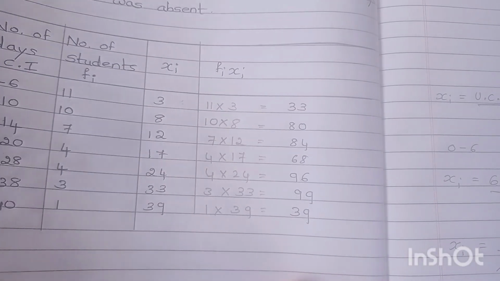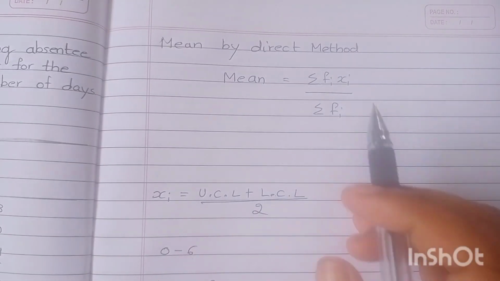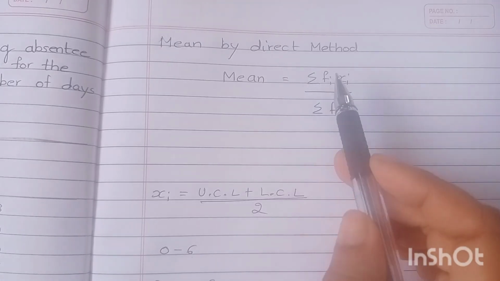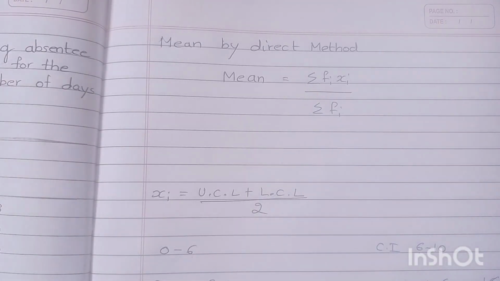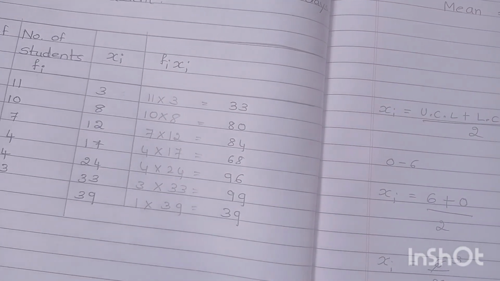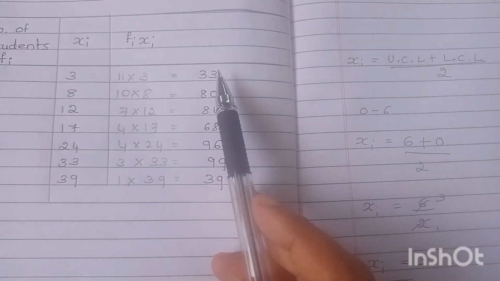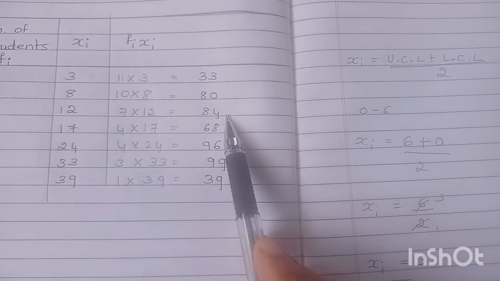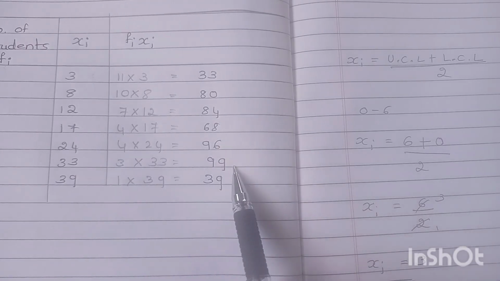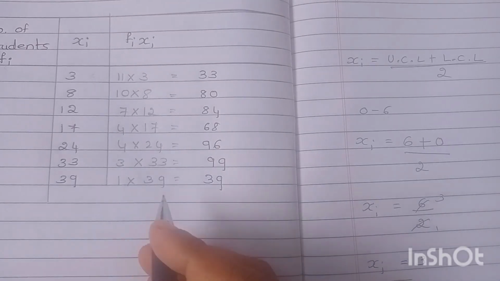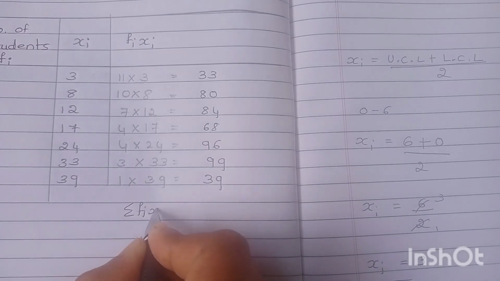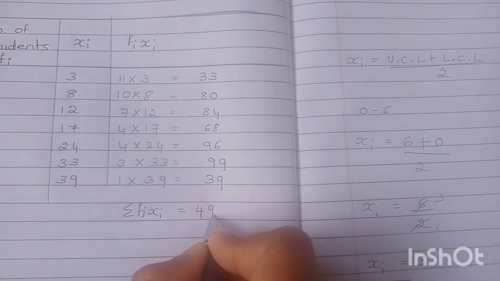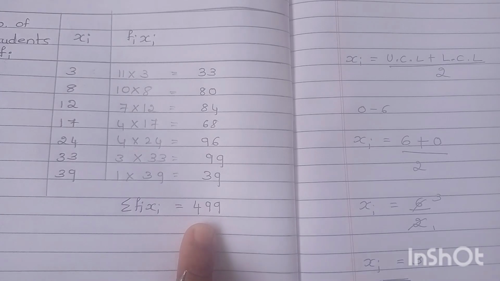Now what is the next step? Look at the formula. See this symbol. It represents sum of. Sum of means we have to do the addition. We have to do the addition of fi xi, that is 33 plus 80 plus 84 plus 68 plus 96 plus 99 plus 39, which is 499. This is our sum of fi xi.